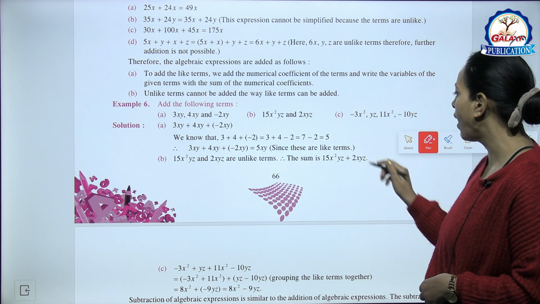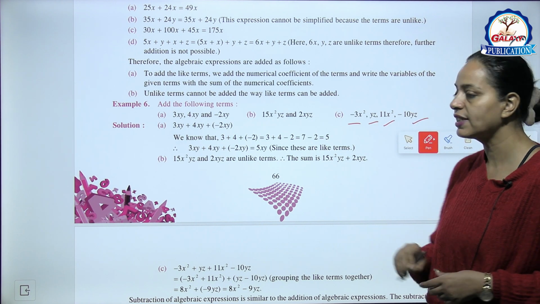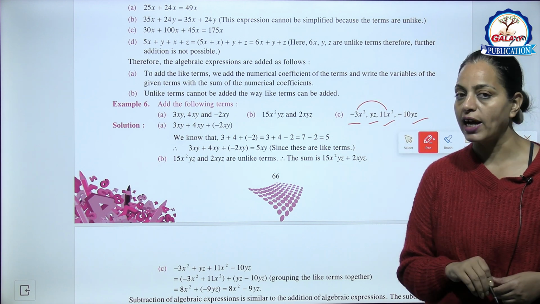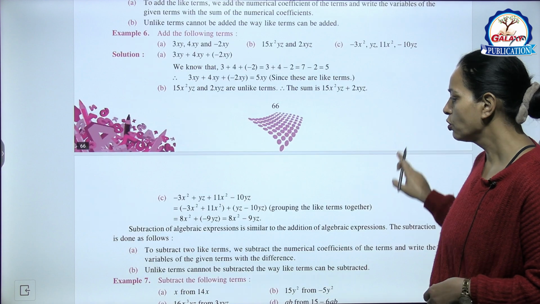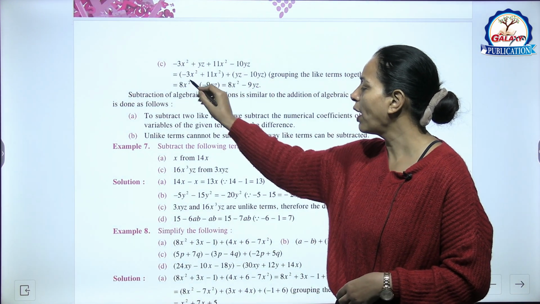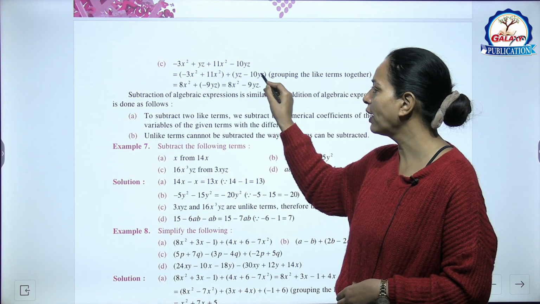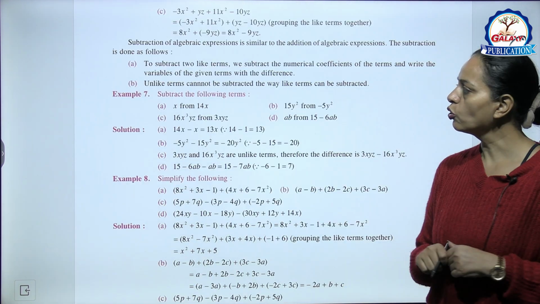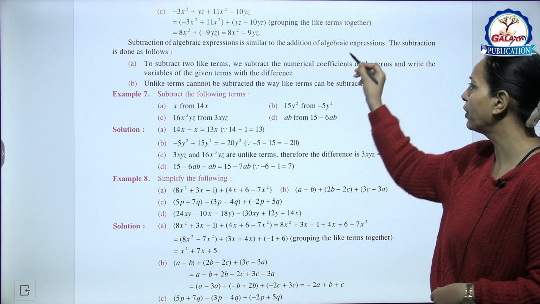Now here C part, minus 3x², 11x² and minus 10yz. So what to do? We will add the two x² terms, and we will add the two yz terms. So see here what to do, combine these two and combine these two. So minus 3x² plus 11x² is 8x², and 1yz minus 10yz is minus 9yz. So now subtraction of algebraic expressions is similar to the addition of algebraic expressions.